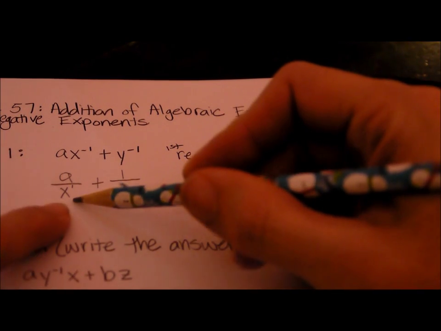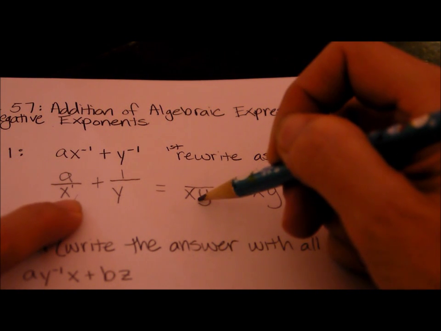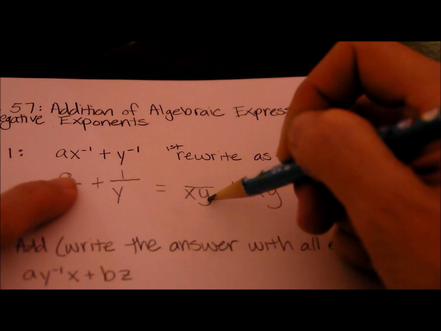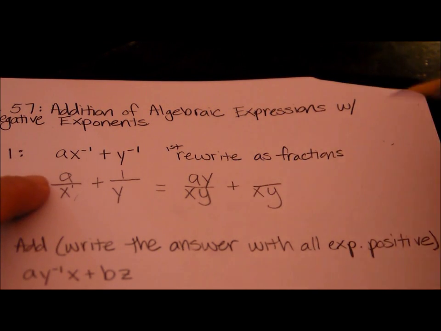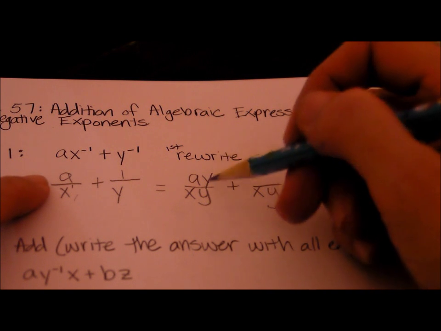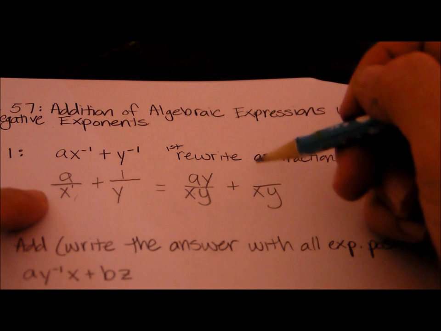So we look at a over x. What did x have to multiply to be xy? It had to multiply by a y. So we have to multiply the top by a y too. And as you notice, if we reduced or simplified this, it would be back to a over x, so it means we did it correctly.